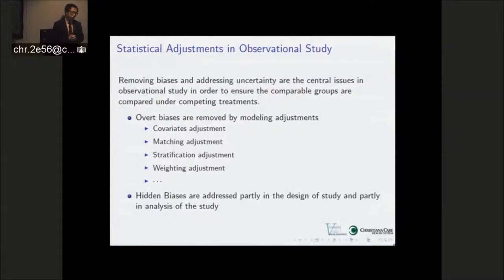Based on the property of the observational study, removing biases and addressing uncertainty are the central issues in observational study, especially in statistical research. We try to remove all of this bias or confounding and to ensure comparable groups are compared under the competing treatment. We would like to make the comparison in observational study look like a randomized controlled trial after the assessment for all types of confounding. Usually the overt biases can be removed through statistical modeling adjustment, like covariance adjustment, matching, stratification, weighting, and so on and so forth. Most of these methods will be discussed in the second and third seminars, directed by Dr. Zugui Zhang.